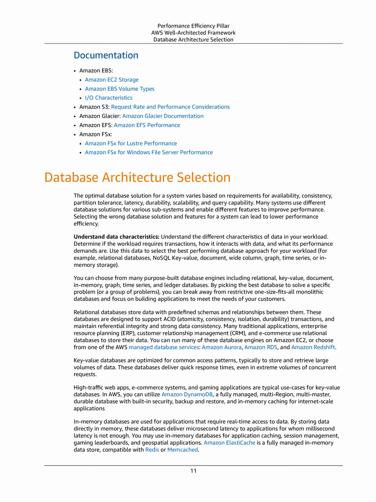In-memory databases are used for applications that require real-time access to data. By storing data directly in memory, these databases deliver microsecond latency to applications for whom millisecond latency is not enough. You may use in-memory databases for application caching, session management, gaming leaderboards, and geospatial applications. Amazon ElastiCache is a fully managed in-memory data store, compatible with Redis or Memcached.